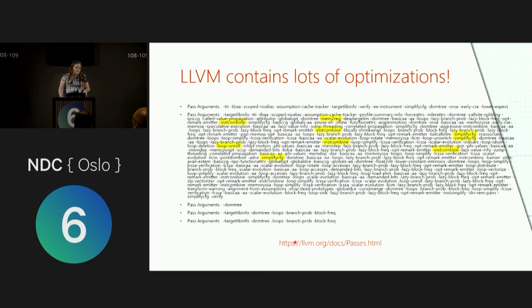So LLVM contains a lot of optimization. This is what you get when you run, actually I can't remember if this is O2 or O3, but it's a lot of optimizations. The ones that I've highlighted here are the ones that I just talked about. You'll notice that a lot of them are repeated, because some optimizations will rewrite the code in such a way that a previously run optimization can run again, and it will simplify it further.